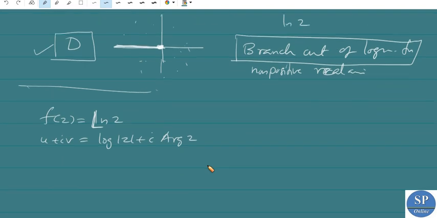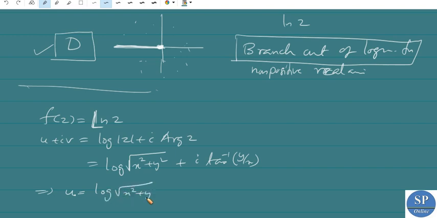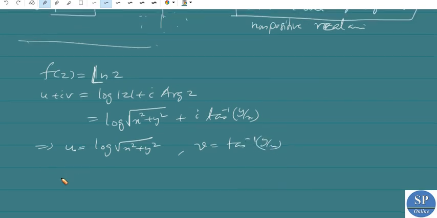Okay. So this is nothing but log of mod z, which is log of square root of x square plus y square, plus i into argument of z, which is nothing but tan inverse of y by x. So from this we get u equal to log of square root of x square plus y square and v equal to tan inverse of y by x. Okay, so to check the Cauchy-Riemann equations, we have ux equal to the derivative of this with respect to x.